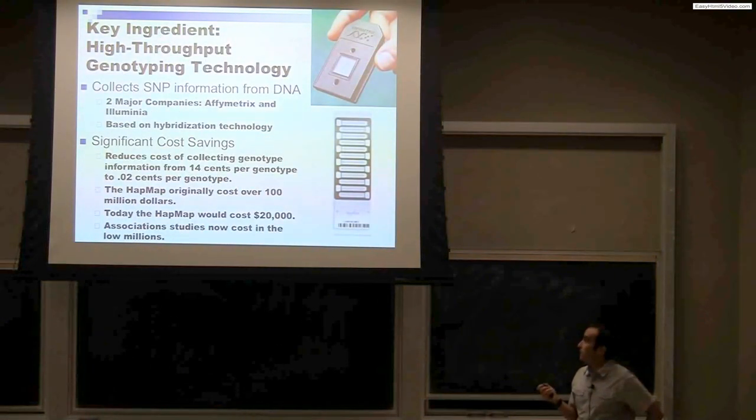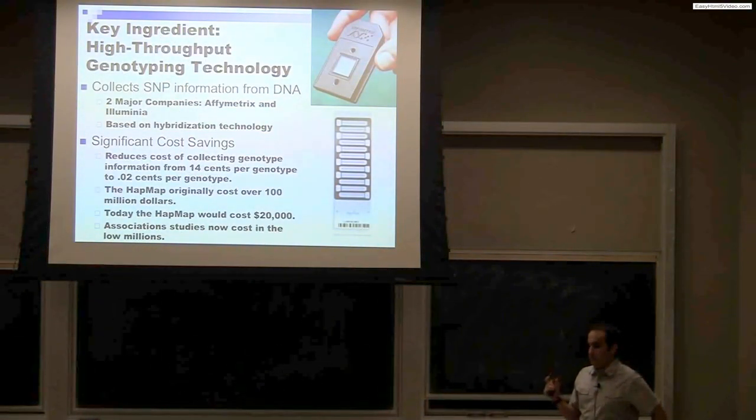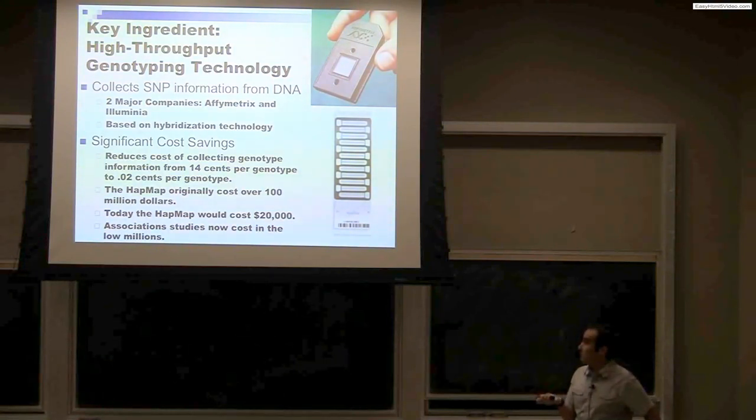Then there's this other key ingredient, which is that around the same time, a couple of companies came up with a technology that lets you measure about 500,000 to 1,000,000 variants relatively cost-effectively. It used to cost 14 cents per genotype. Now it's 0.02 cents or even 0.002 cents. So that's a big difference.